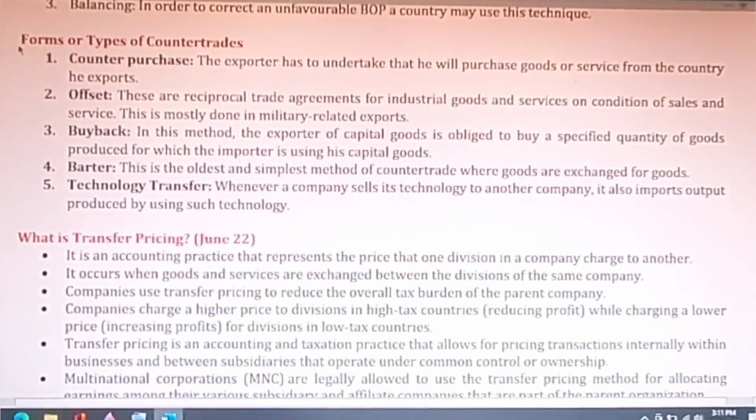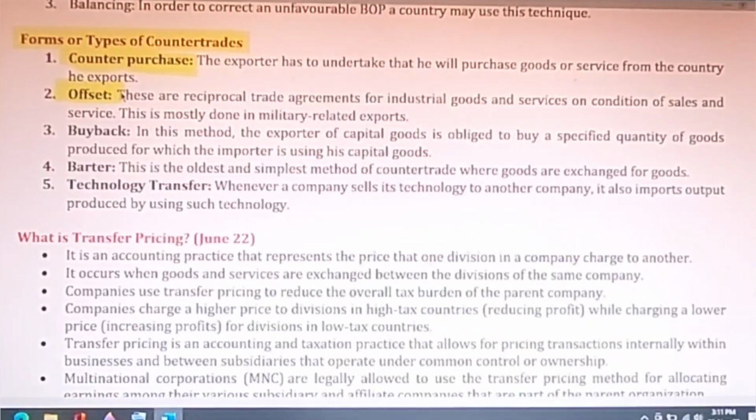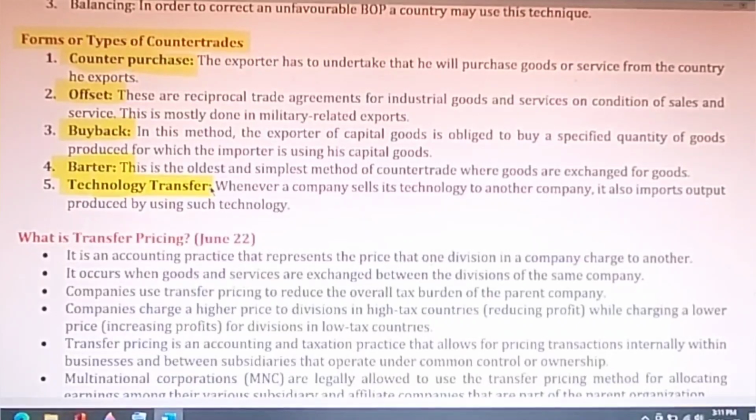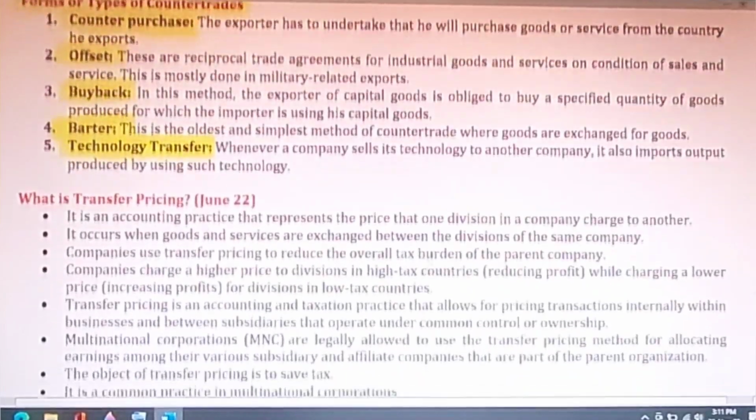And there are different forms of counter trade, like, a firm can counter purchase, or the offset technique is there. It can buy back. Barter system is there, goods for goods, and there can be transfer of technology. So like this, there are five such forms or types of counter trade.